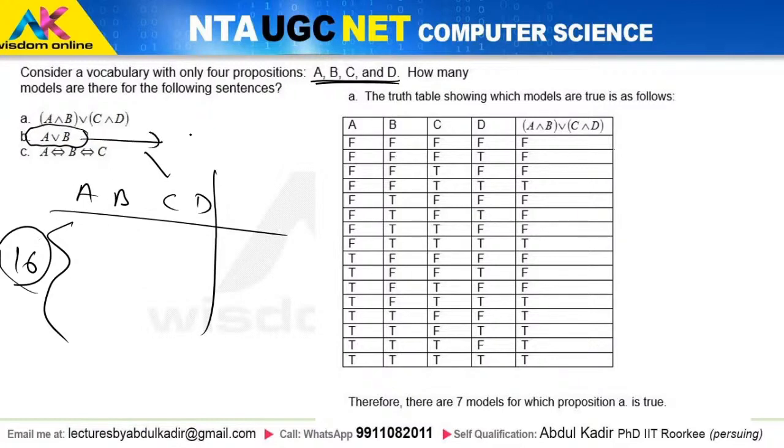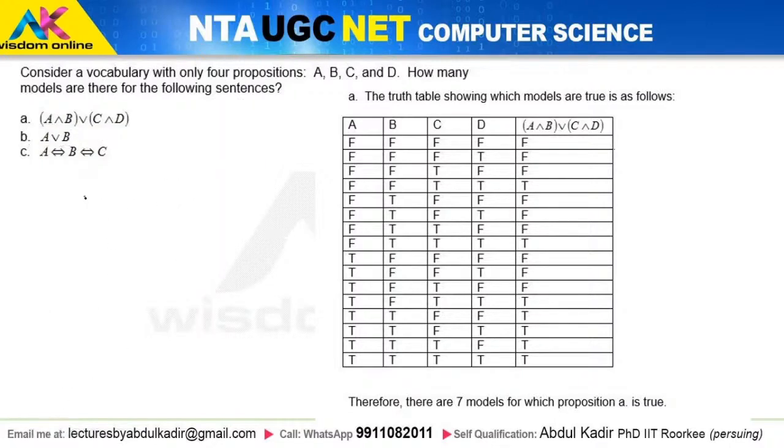Now you focus on this A or B. It does not care about the values of C, D. It absolutely does not care, so C, D can take any value. A or B will be false only when both are false. In this case, when both are false, this will be false, and C and D can take any value.